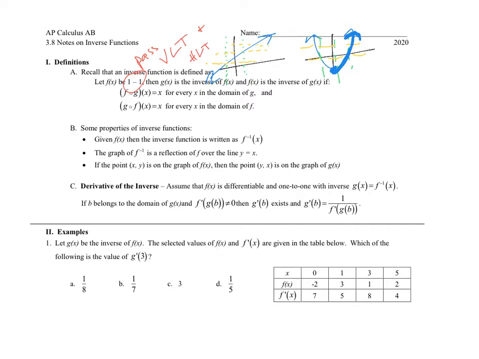Okay. Look at this composite. We say f of g of x is equal to x for every x in the domain of g, or g of f of x is equal to x for every x in the domain of f. And all that is saying is that inverse functions undo each other, okay?